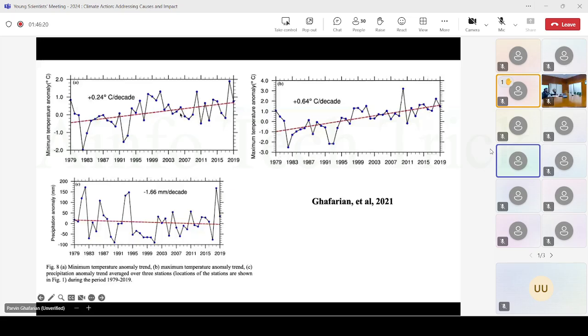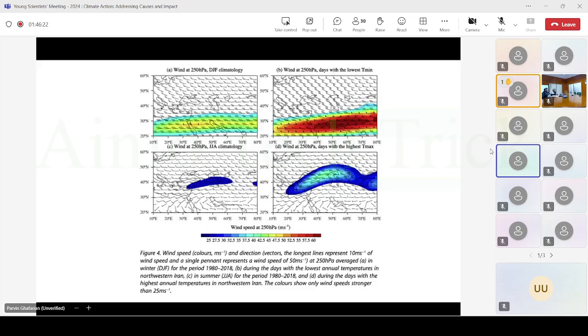The jet stream is generally stronger and more prominent in winter than in summer. The jet stream seems to shift northward and intensify during cold extremes, as you can see in the figure. And by studying the behavior of the jet stream, scientists can potentially improve forecasts of heat waves and cold spells.